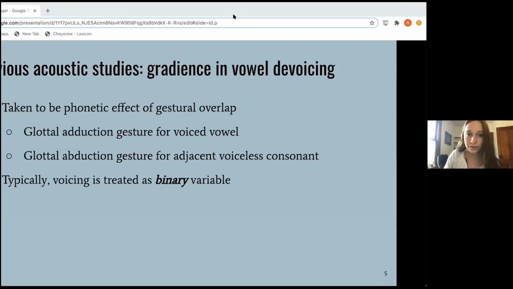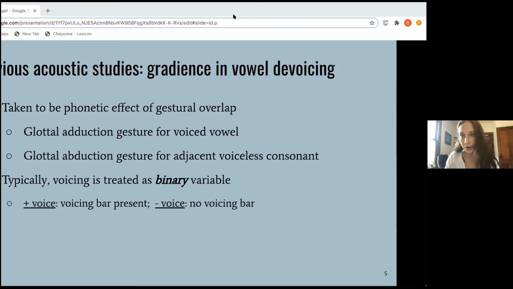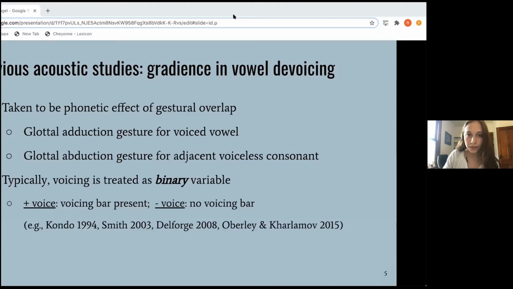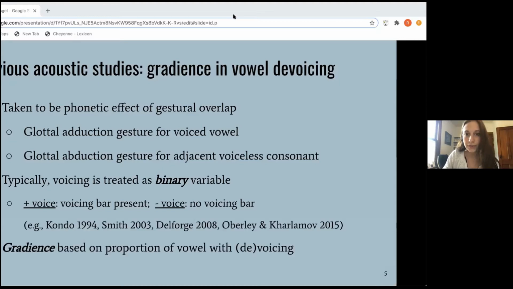Typically, however, in these previous studies, voicing is treated as a binary variable. So they take the presence of a voicing bar in a spectrogram, for instance, to reflect categorical voicing, and the absence of a voicing bar to reflect categorical voicelessness. In this way, the gradience as reported in these studies is actually a derived measure based on the proportion of a vowel with categorical voicing or devoicing. Basically, it's like a percentage of a vowel that is categorically devoiced.